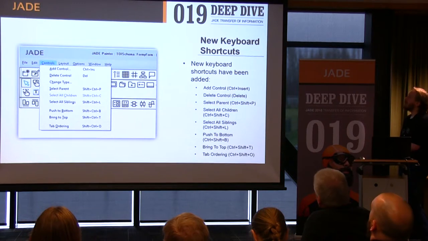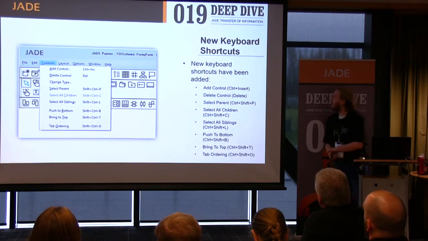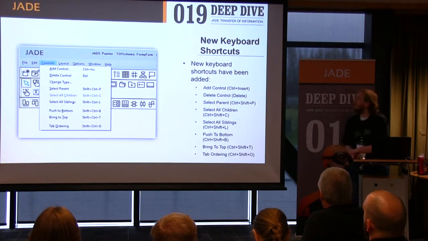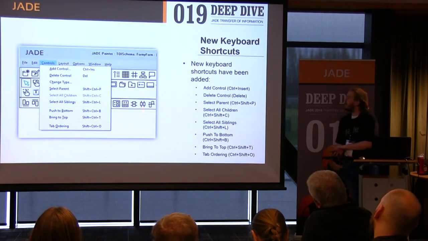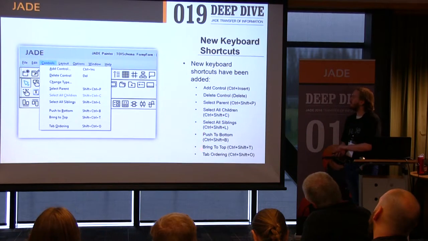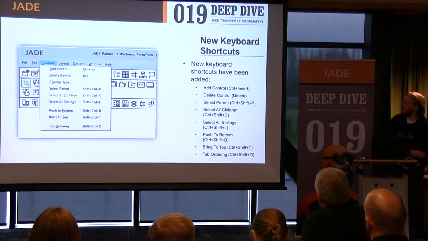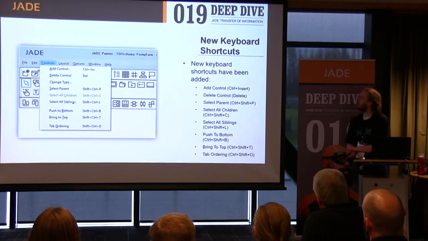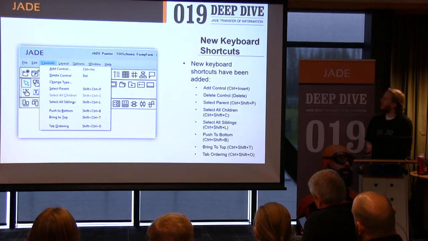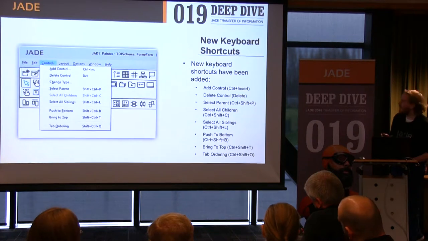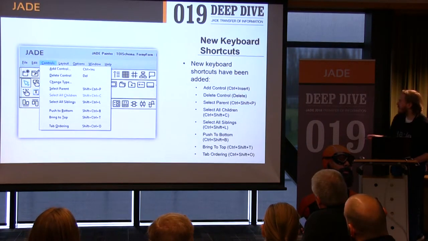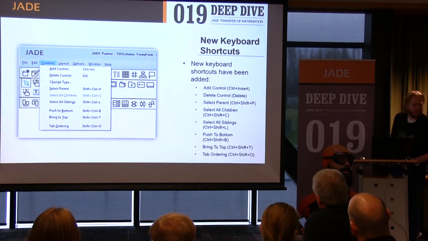Cool. Speaking of which, new keyboard shortcuts. This is kind of a bit of a work in progress, getting everything to have a keyboard shortcut. In the painter, there's now lots more of them. I would say most of the painter commands now have shortcuts. Not all, but we're getting there. What's that? Select parent. Select parent, control shift P for that one.